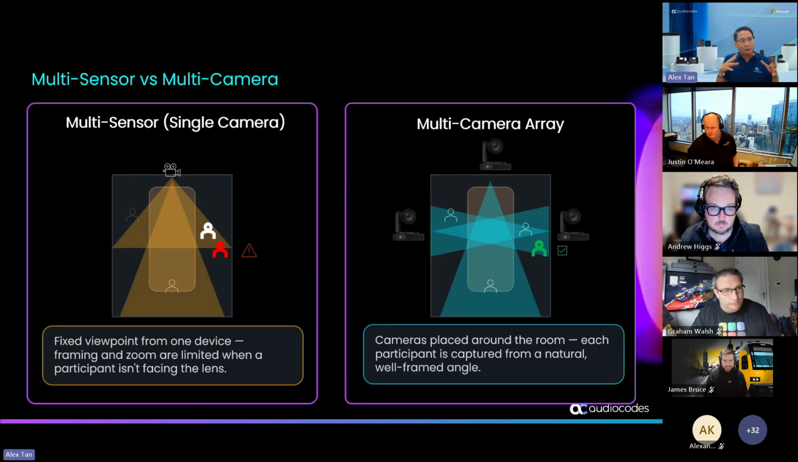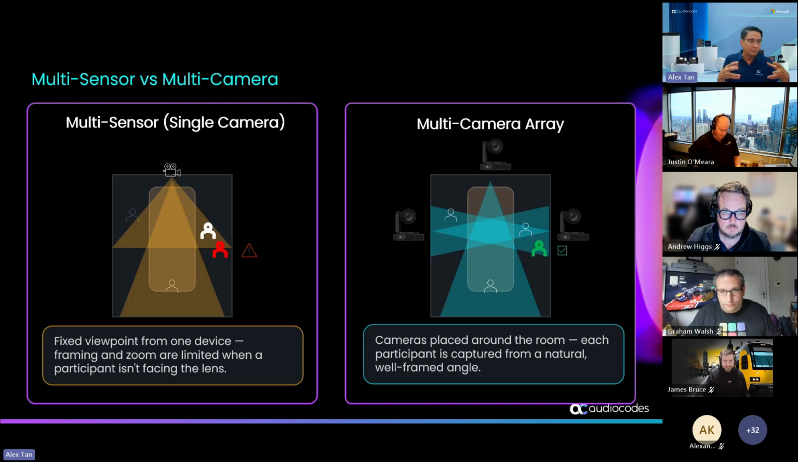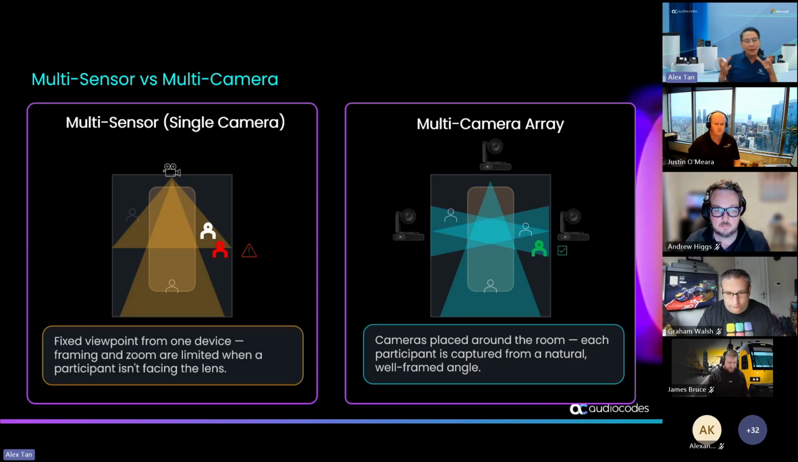Great. So today, when you have a single camera, it uses multi-sensor to intelligently identify the participants in that meeting room. However, that is going to be a challenge if the camera's viewpoint of a second participant is blocked by the first participant. So sometimes you will not know who the participant is in that particular meeting room. That is the case for a single camera.